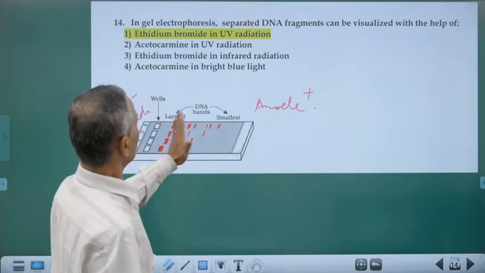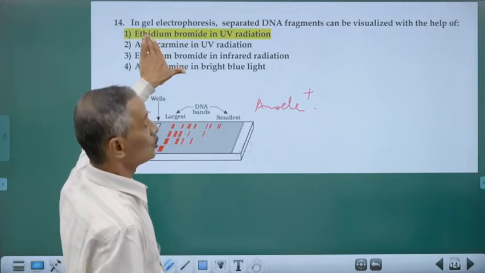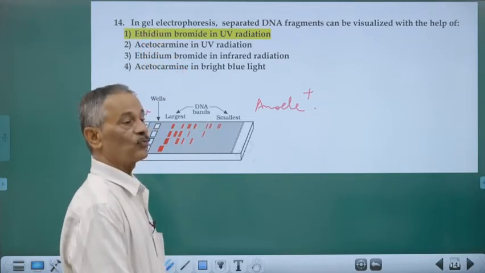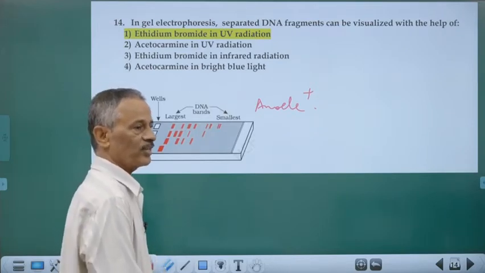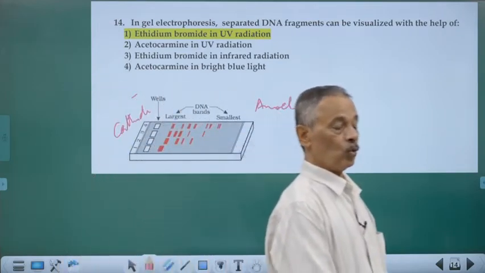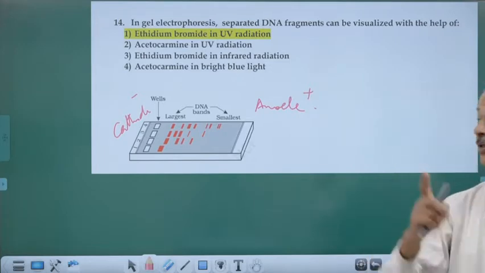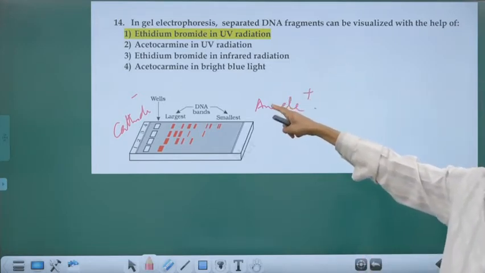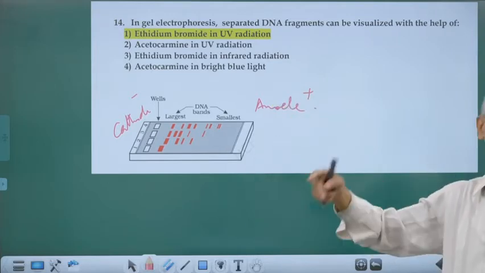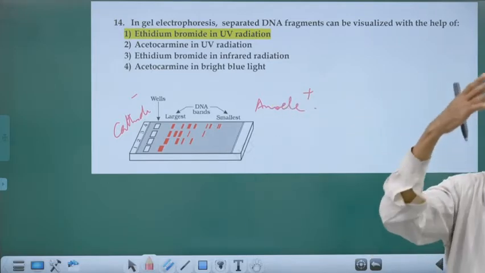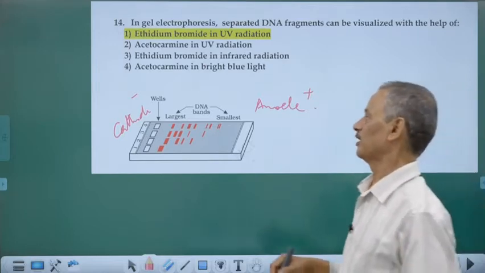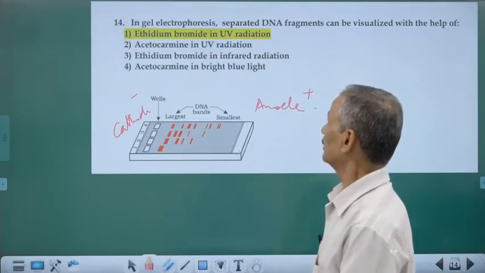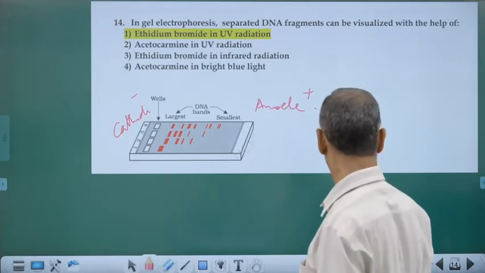And how can you see them? We have to stain with ethidium bromide, which is a fluorescent dye. Since it's a fluorescent dye, we have to observe under UV light, because ethidium bromide can be seen only in UV light. That is why we have to watch it in UV radiation.